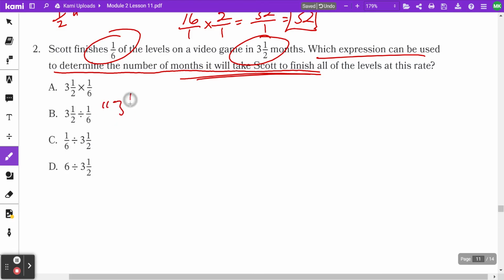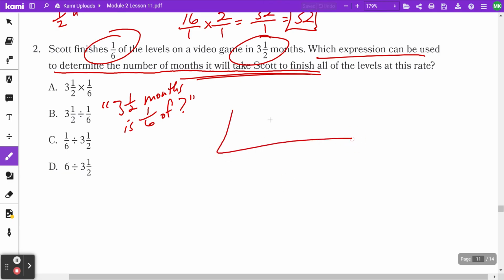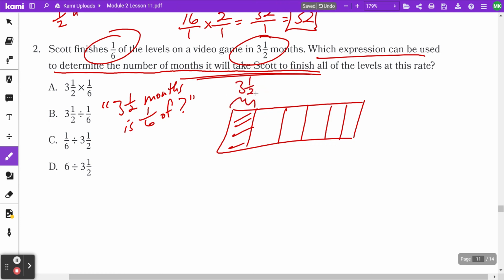The 3.5 months is 1/6 of what total? So for 3.5 months, he's been playing video games. At the end of 3.5 months, he finished 1/6. So I need to start with the 1/6. 1, 2, 3, 4, 5, 6. Right there it is, the 1/6. It took 3.5 months to do 1 out of 6 levels.